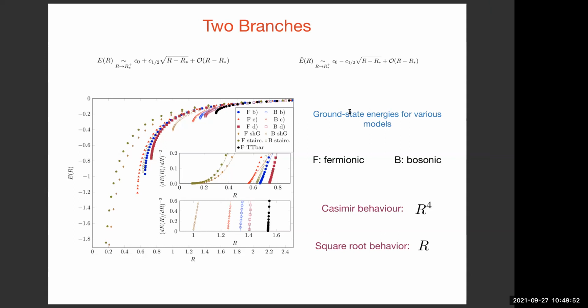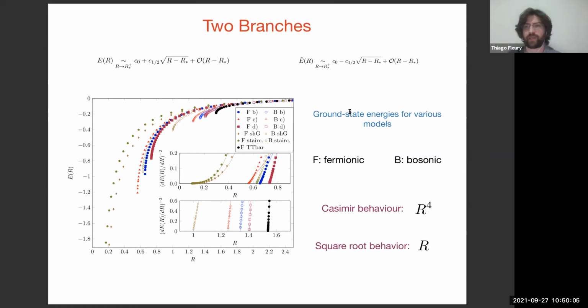May I ask a question? Yeah. So for the R star, do we have any analytical understanding, or can you only find it numerically? Only numerically, apart from TTbar. We don't know the value of R critical. We get some guesses from the plots, but we don't have an analytic expression for it.